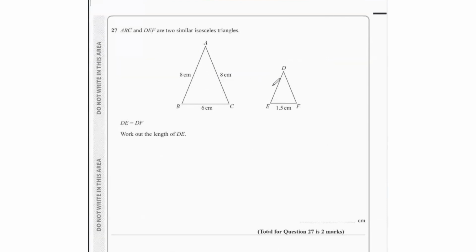DE equals DF. Work out the length of DE. So if they're similar triangles, that means they share a common scale factor. So that means 6 over 1.5 is the same as 8 over DE, because this length is congruent to this length and this one is congruent to this one. So DE equals 8 times 1.5 over 6. And that is going to give us 2 centimeters. So that's your answer.